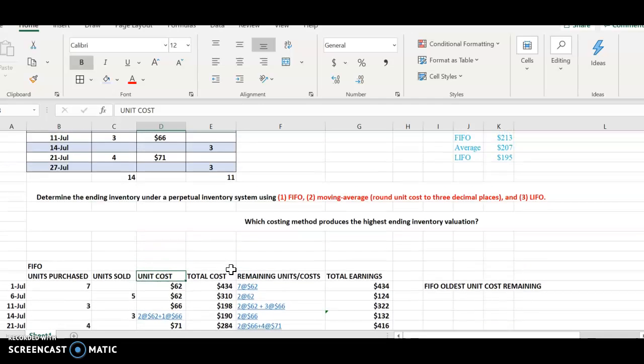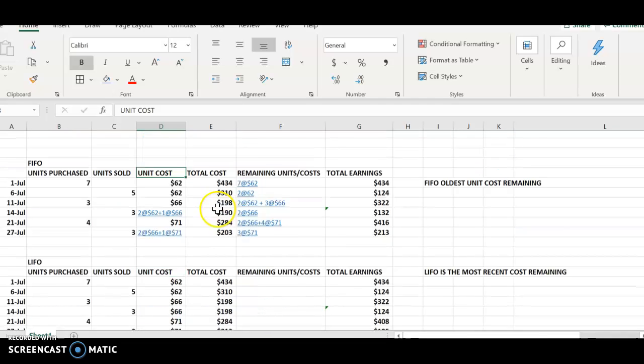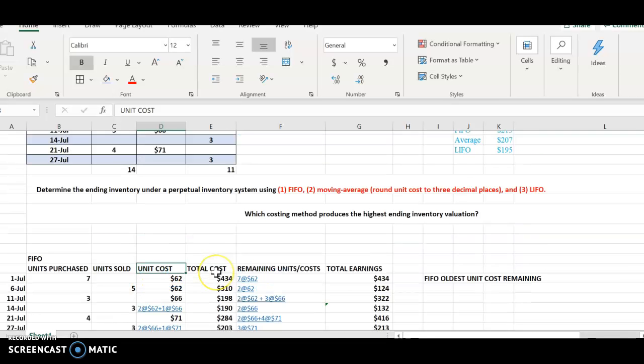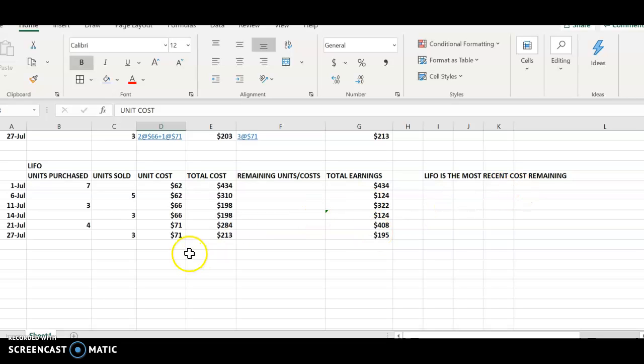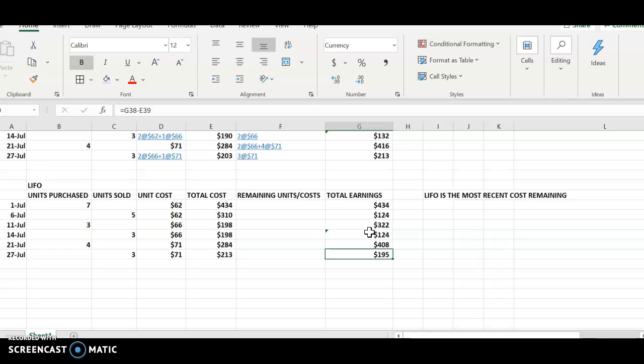Lastly, we sold 3 units. It doesn't tell us the price, so the most recent remaining price is 71. And so 3 times 71 is 213. Since we sold, we have to subtract that. So the ending inventory 408 minus the total cost 213 will give us the ending inventory or the total earnings. So this is our answer for LIFO. 195 will be the ending inventory for LIFO.